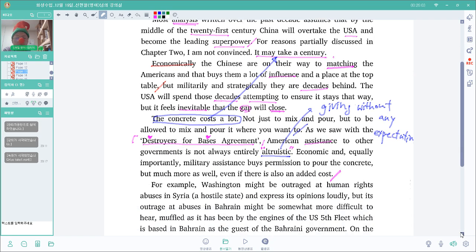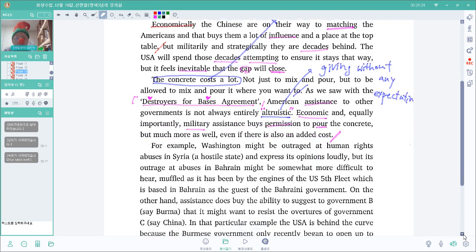So if you help out another country economically or militarily, it not only gives you permission to pour the concrete, but they also let you give advice on their foreign strategy and foreign diplomacy. Okay.